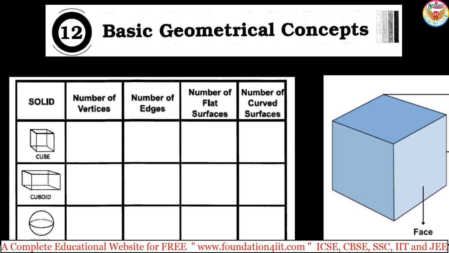From class 4, chapter number 12 is Basic Geometrical Concepts. All the basic concepts required for geometry, especially 3D shapes, I'll explain here, along with other things like acute, obtuse, right angles, angles, edges, and 2D and 3D shapes. 2D you already learned in previous classes, no? 3D shapes and their vertices and number of edges, all these I'll explain in this video.